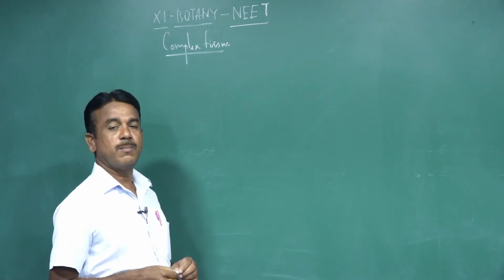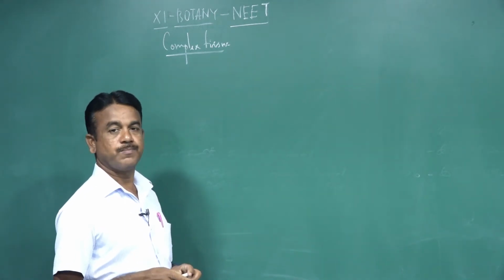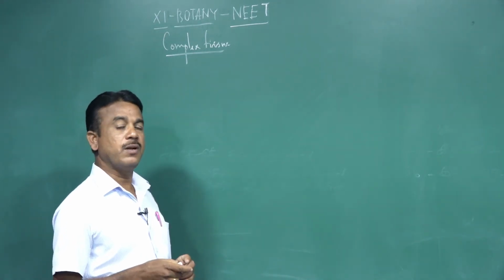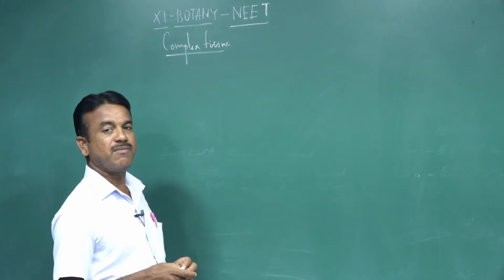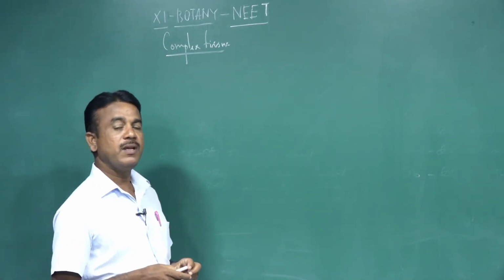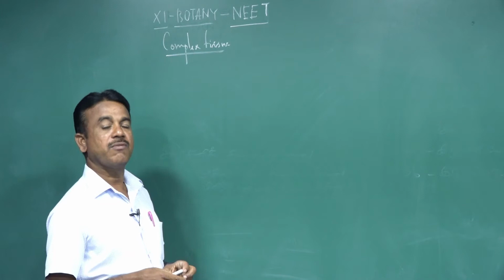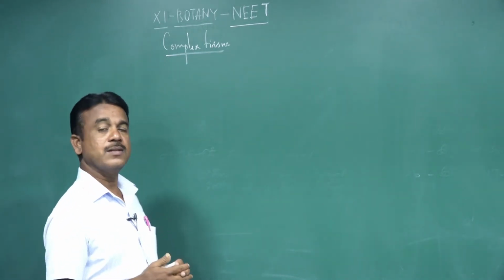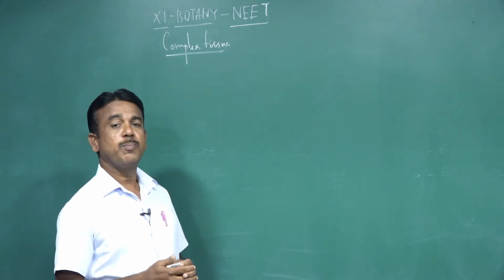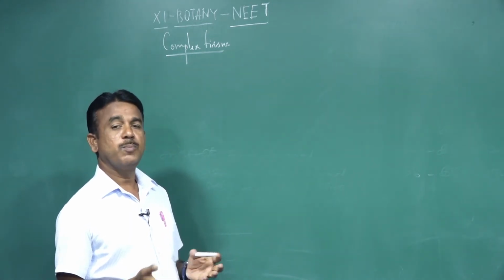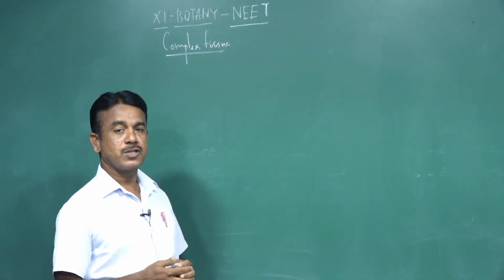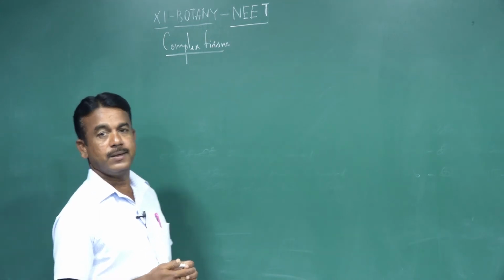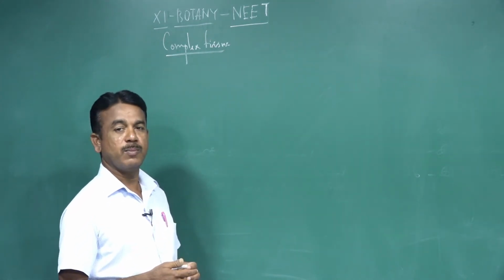What is the definition of complex tissue? Complex tissue is a knit-together tissue, a group of cells performing a common function, irrespective of position of origin. Complex tissue is commonly called a group of cells or a group of tissues. Structurally they are different, but they perform a common function.